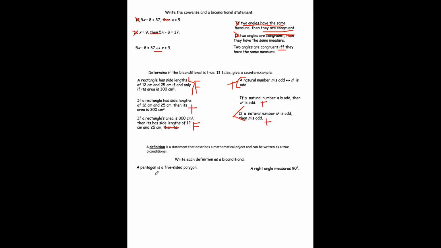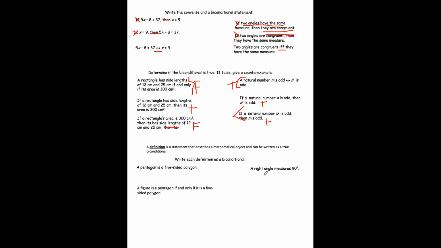A pentagon is a 5-sided polygon. Can we convert this into, add more information to make this a biconditional? Well, we can say a figure is a pentagon if and only if it's a 5-sided polygon. What this means is every pentagon is a 5-sided polygon. At the same time, anytime you're looking at a 5-sided polygon, you can only call it a pentagon and nothing else. It defines it exactly and doesn't leave room for it to be any other figure.